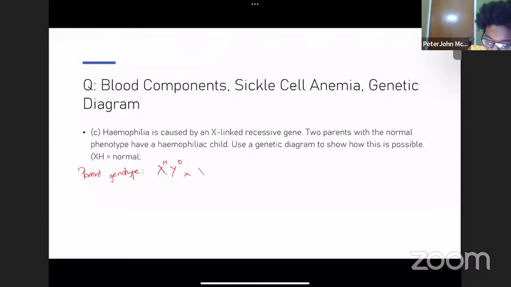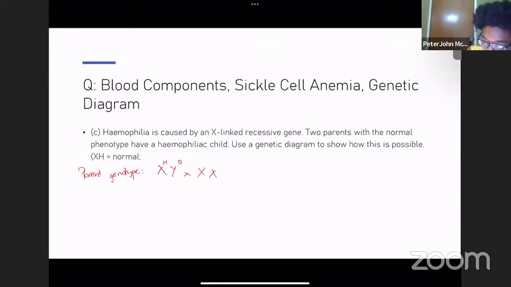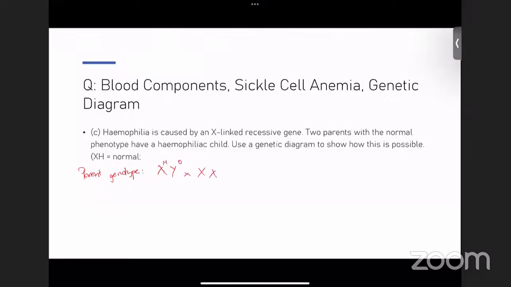So what are we doing for a female? What's the genotype of a female? XX. So this lady is normal, right? She's phenotypically normal. What does her genotype have to be for her to have a hemophiliac child? Capital H and a small h. Why?